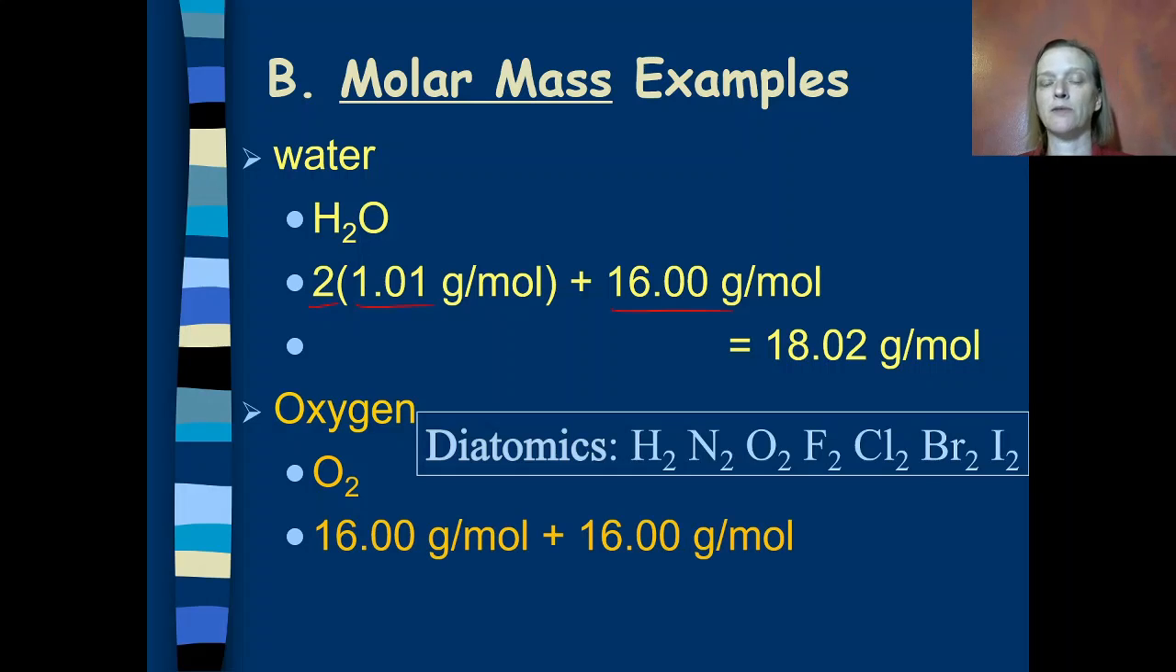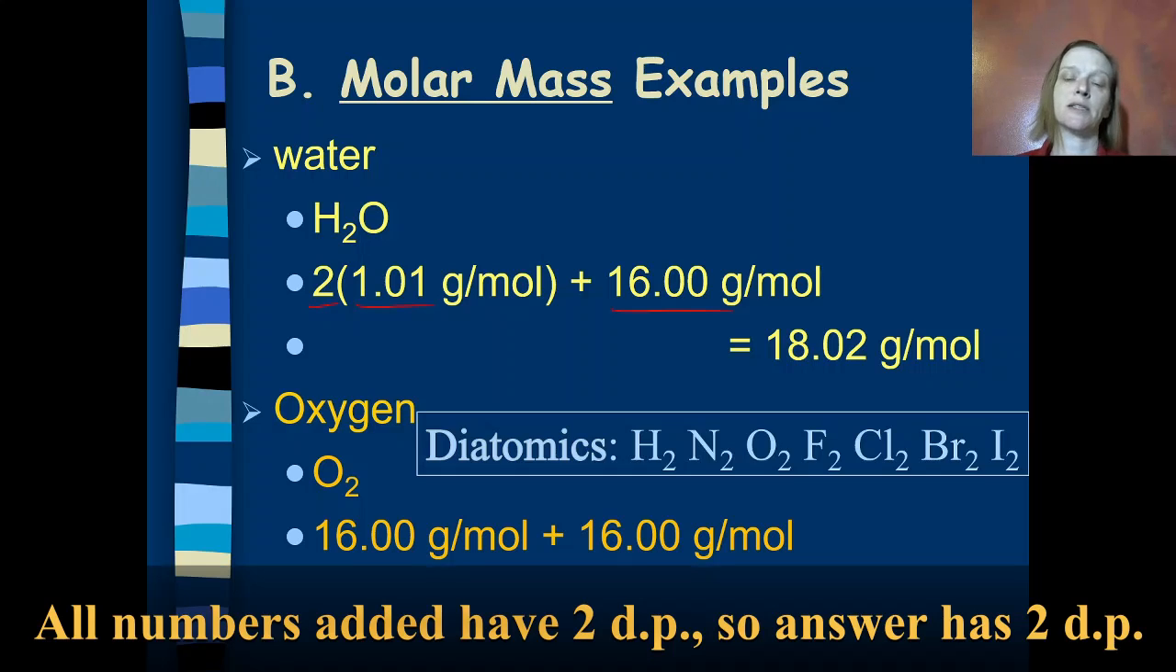Because there are 2 atoms of oxygen in the formula, then to calculate the molar mass, we have to take into account both of those. So 16 plus 16 is going to give us 32 grams per mole.